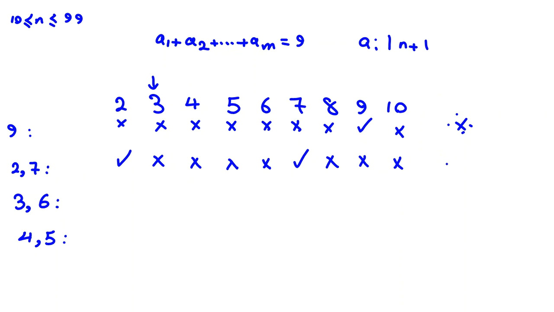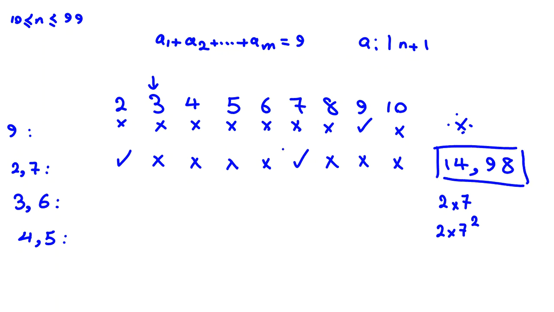Pause the video and try to find it on your own. It is 14. And we have one more number that satisfies this sequence. Maybe you say 28, but it's not, because 28 is a multiple of 4. It should be a multiple of only 2 and 7 among the numbers 2 to 10. So pause the video and try to find the next. We have one more number that satisfies this, because it's a multiple of 2 and 7 only. So 2 times 7 or 2 times 7 squared. It's 98. So we found these two numbers so far.